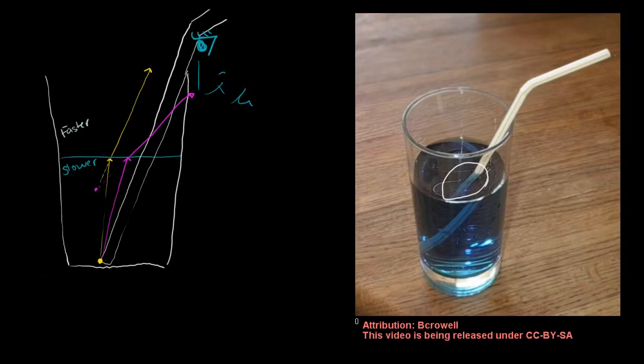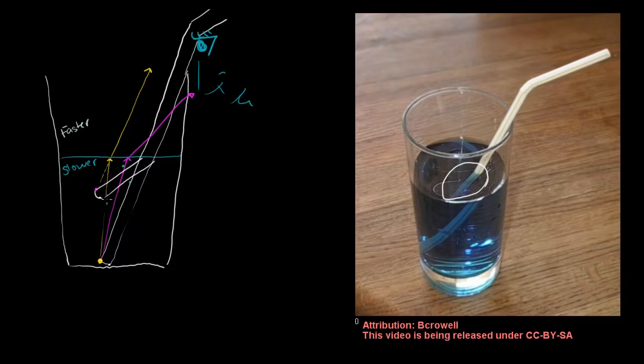And if you kept doing that for a bunch of points on the straw, it would look like this point on the straw is actually right over here. We could do it for this point on the straw. It would look like that point on the straw is actually right over here. So to this observer, the straw would look something like that. It would look bent.